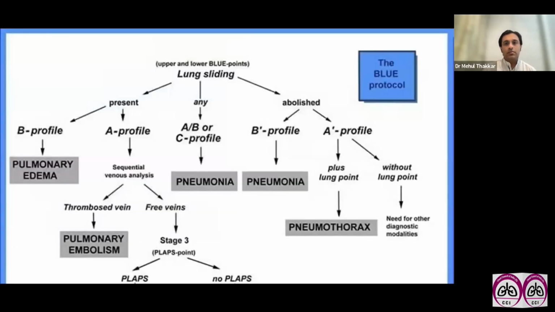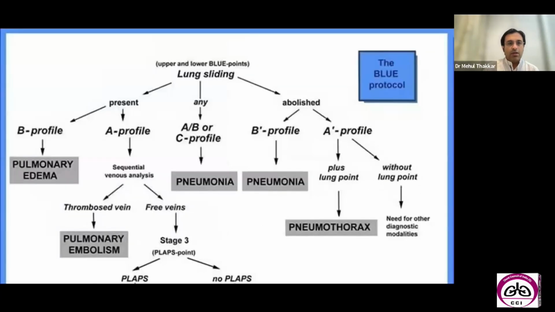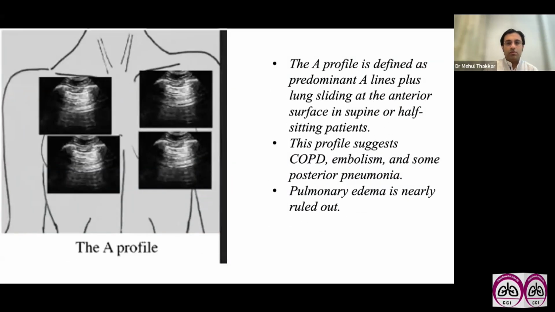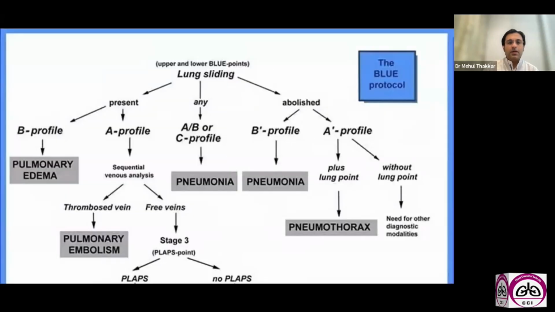So to summarize the BLUE protocol, you have to examine all the zones, zone A, B, C, 1 and 2, that is the upper and the lower part. If you find a B profile, you're looking at probably cardiogenic pulmonary edema. If you see an A profile, that is a lot of A lines, then you're looking probably at COPD, embolism, some form of posterior pneumonia. And if you see an AB profile, we are looking at a pneumonia.